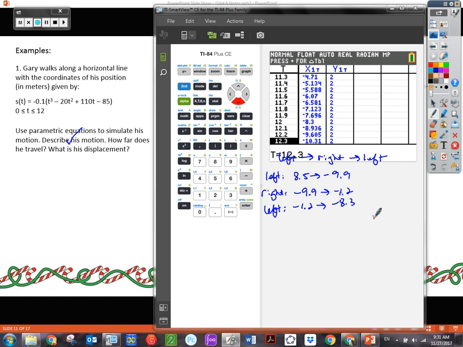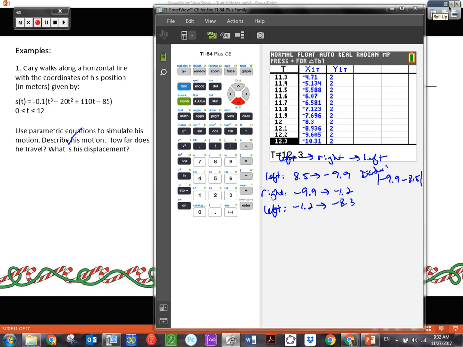Now, the reason that I've done this is because we have to determine how far he has traveled. Our distance is going to be the distance of each individual leg, right? Because we have positive and negative motion. We can't do it all together. So the distance, and this is critical here, is the absolute value of end minus beginning. Absolute value of negative 9.9 minus 8.5. That is my distance.